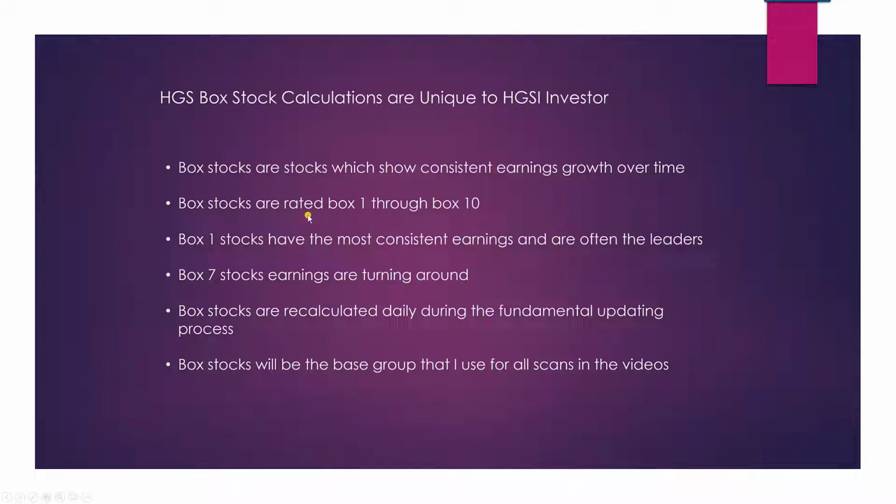Okay, so they show consistent earnings growth over time. They're rated box 1 through box 10. Box 1 stocks have the most consistent earnings and are often the leaders. Box 7 stocks earnings are turning around. We call these turnaround stocks. Box stocks are recalculated daily during the fundamental updating process.